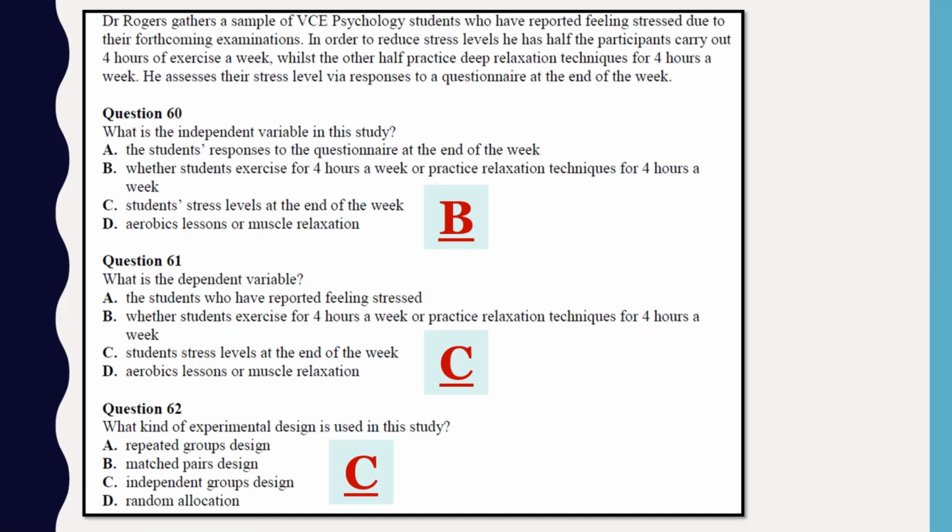There's no indication that the same participants are being used across both groups. Okay, it just says half the participants carry out 4 hours of exercise a week, whilst the other half, okay, it doesn't say that those same half of participants then engage in the deep relaxation techniques. There is some indication here that there are different participants being used, two clear separate groups, which means that option C is the best option there.